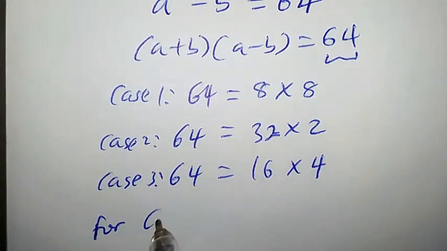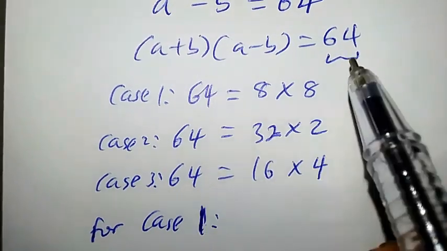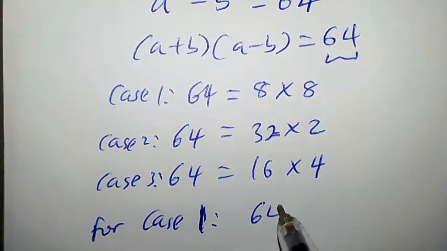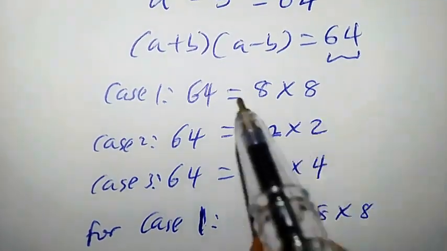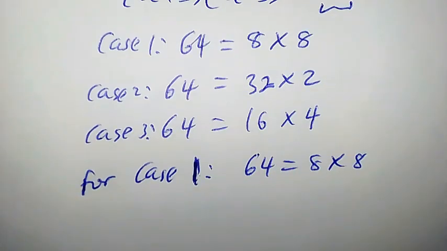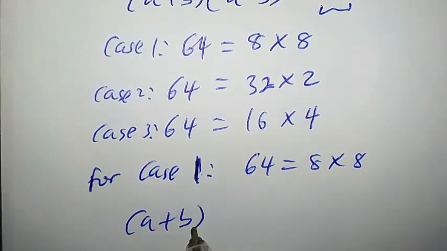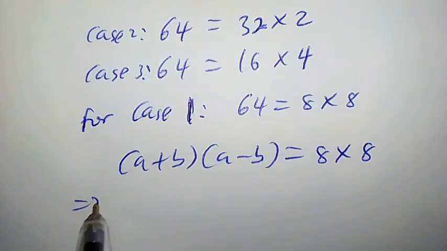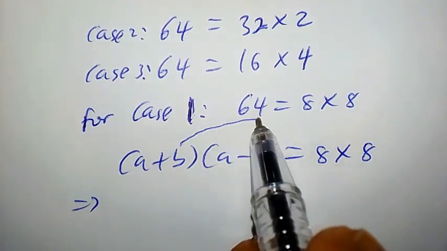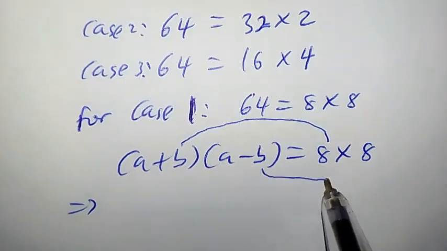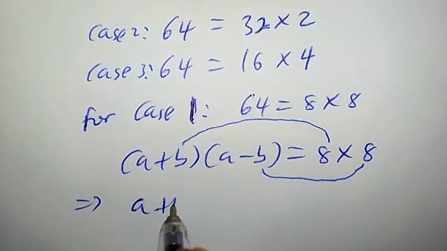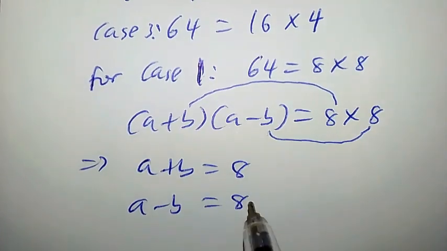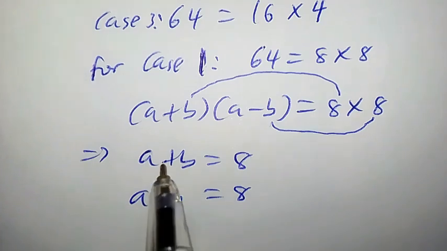So, for case 1, we will replace 64 with 8 times 8. From this line, we have (a plus b) times (a minus b) equal to 8 times 8. This implies that this factor goes to 8, and this factor goes to 8. So a plus b equal to 8, and a minus b is equal to 8. It is possible to add these two equations.